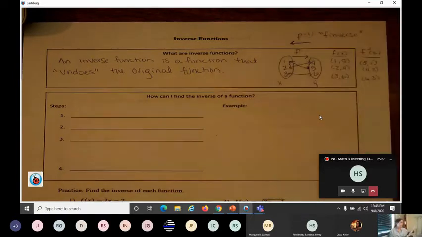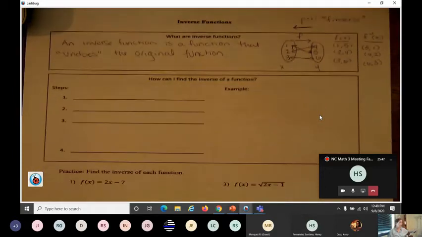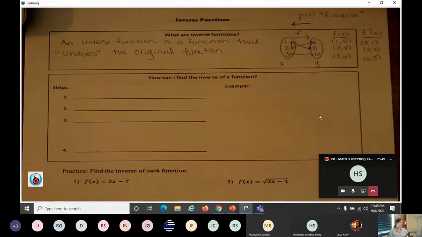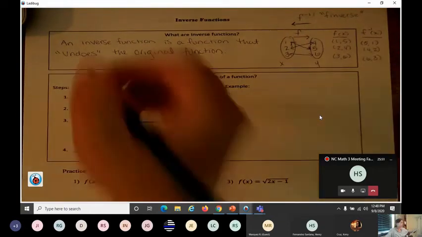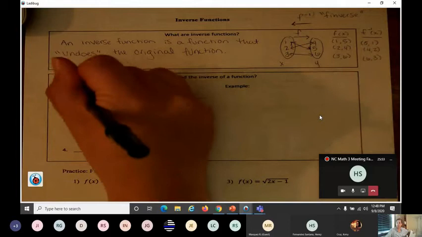What questions do you have so far about inverse functions? Okay, if there are no questions, I'm going to go through these steps for actually finding the inverse function, okay? There's going to be 4 steps. The first step is to rewrite as y equals.